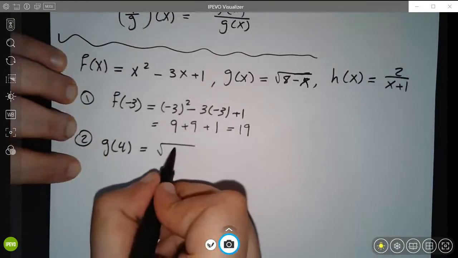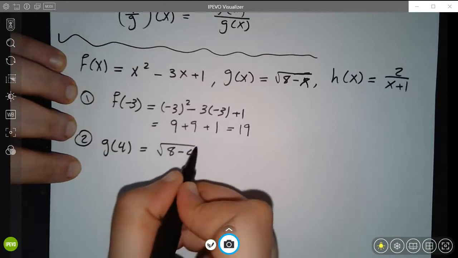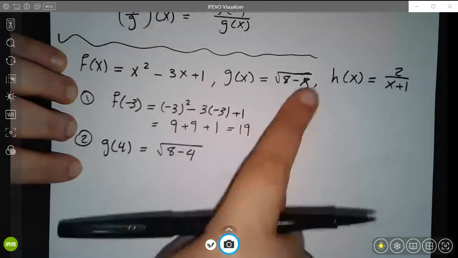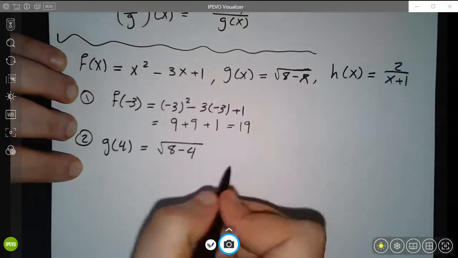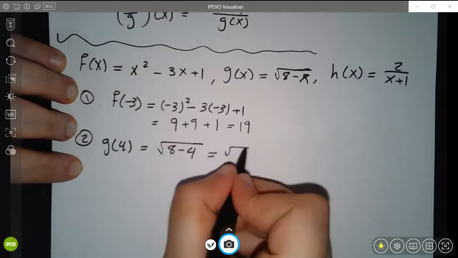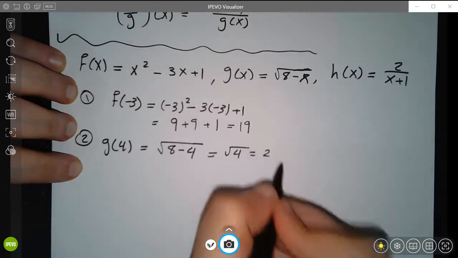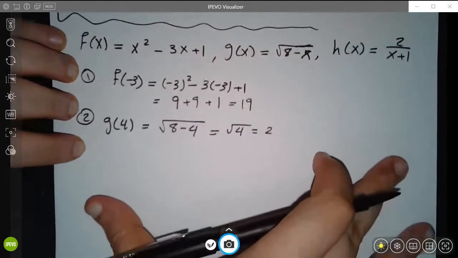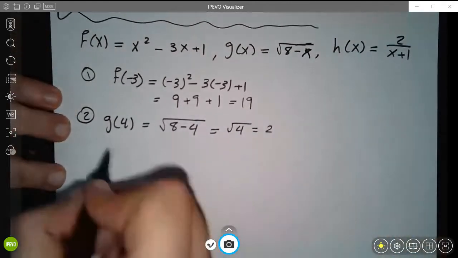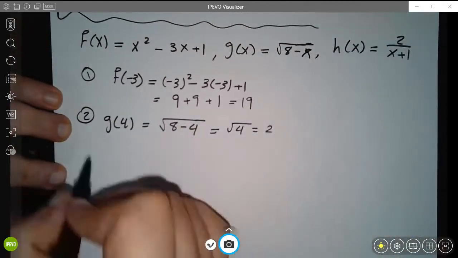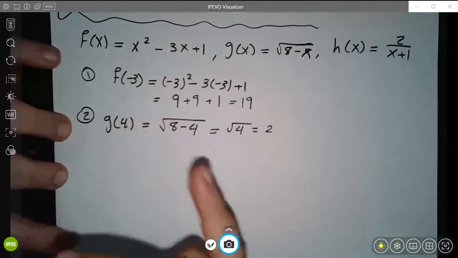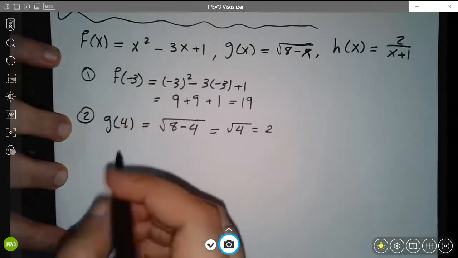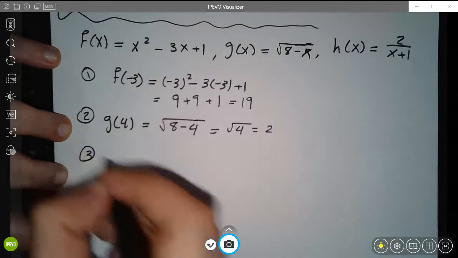So you're gonna write down the root of 8 minus 4 instead of the x. So plugged in the 4 right here. So you end up with root of 4, which is 2. There you go. Right. So far so good. Now this is basically a review because we've already seen this in functions. Yeah. So what about number 3?